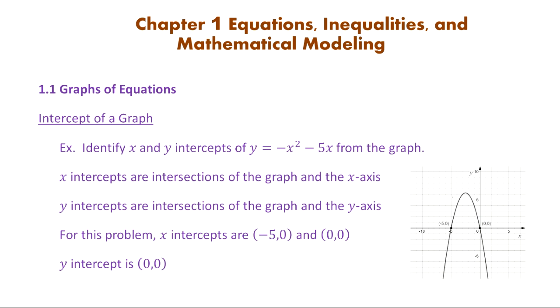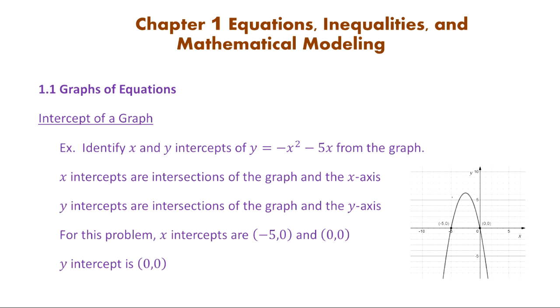Okay. So the next thing is called the intercept of a graph. The intercepts or intercept of a graph is the intersection of the curve with the x or y axis. Okay, so you want to find where the curve or graph intercepts or intersects the x and the y coordinate axis. So how do you do that? Okay, so we can easily read from the graph. Okay, so in this example, we need to identify x and y intercepts of this equation y equal to negative x squared minus 5x from the graph.